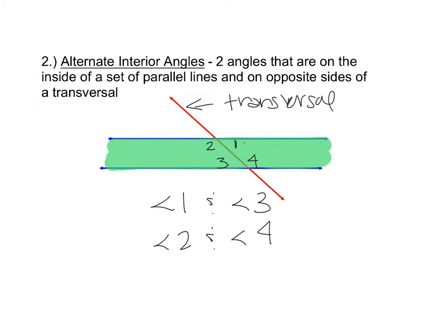Alternate interior angles are also always equal. So we can say that angle 1 and 3 have the same measurement, they're equal. Angle 2 and 4 have the same measurement, they are also equal to one another.